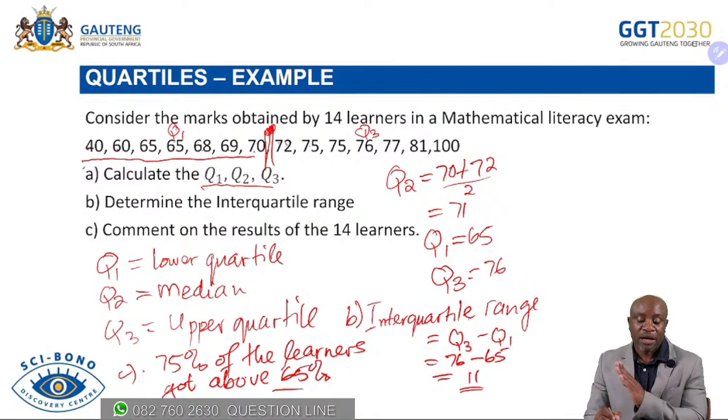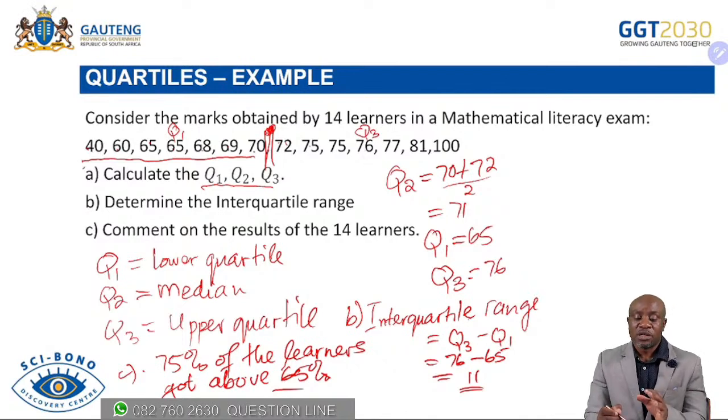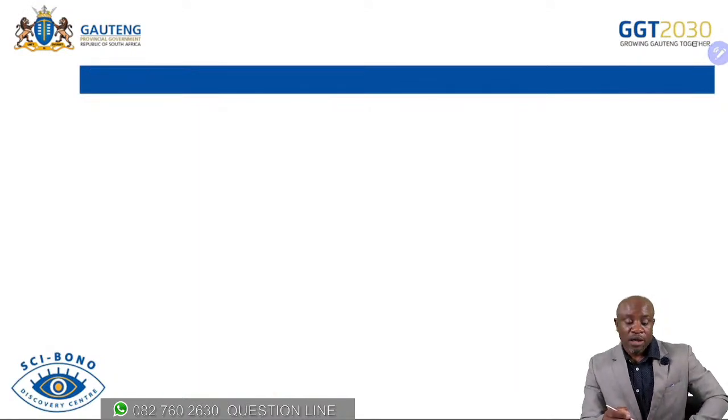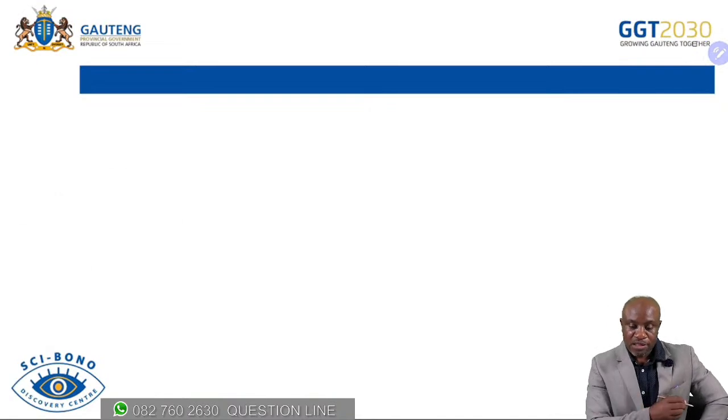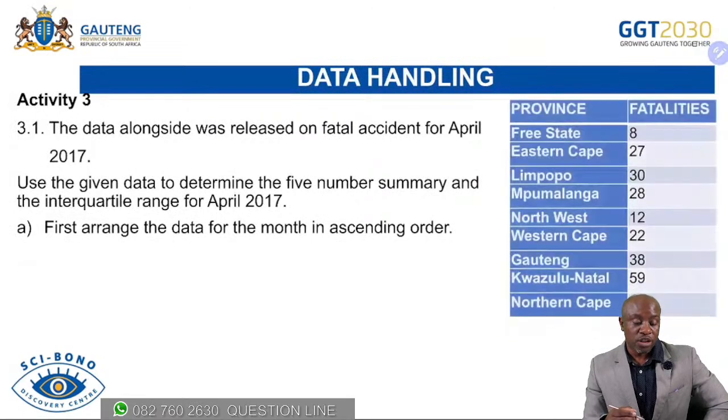75% of the learners got above 65. And if you used Q3, you could say the same. You'd say 25% got above 76, and 75% of the learners got at least or below 76. Now, I've done this activity for you, and I'm expecting you to do the next activity, and that could be the last activity that we're doing.